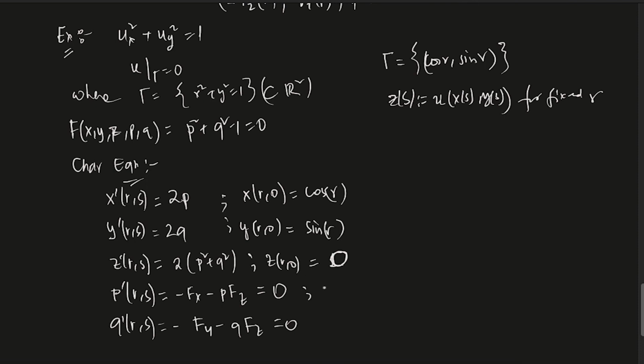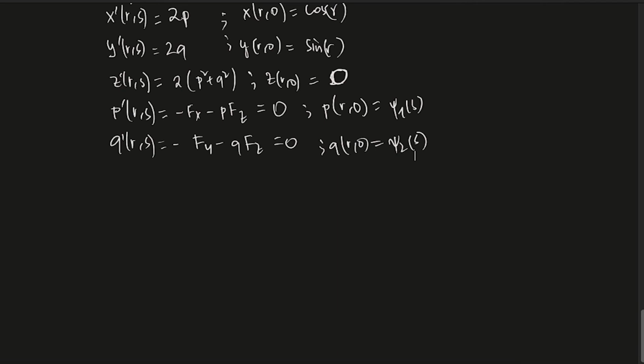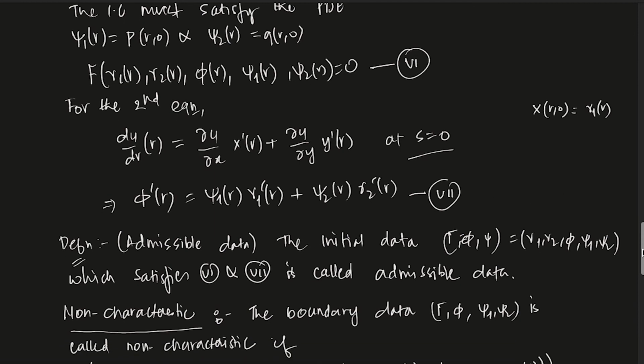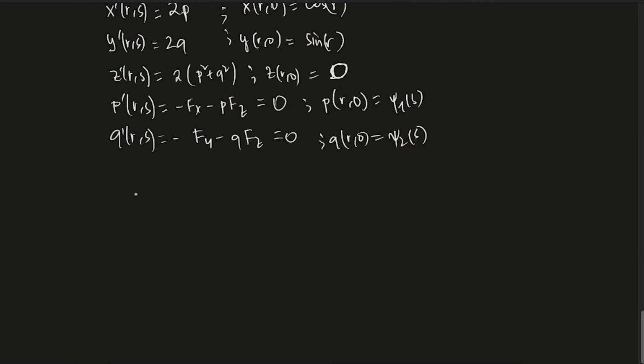Now I need to find, let's say, p at the point r0 is psi 1 of s, and q at the point r0 is psi 2 of s, right? Now I need to find what psi 1 and psi 2 are, and then we can just solve the equation and get our answers. How to find psi 1 and psi 2? For that we want to use 5 and 6. First of all, psi 1 and psi 2 satisfy the PDE, right?